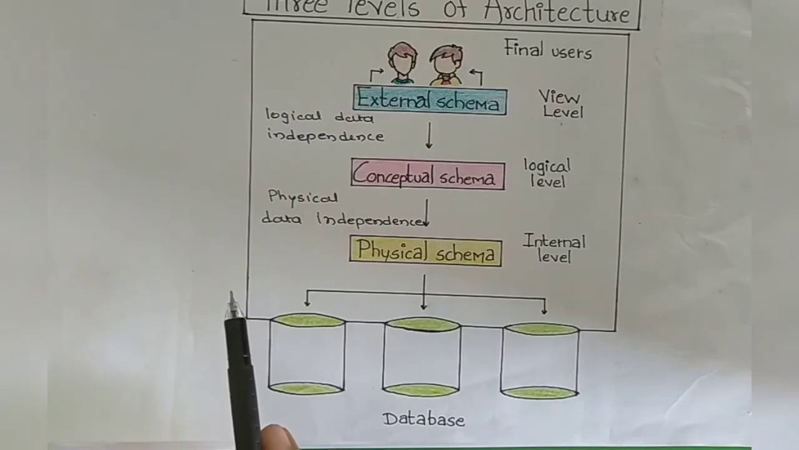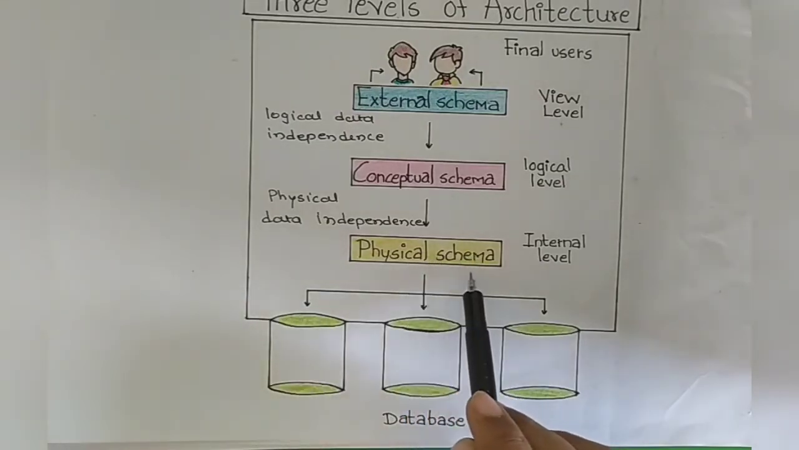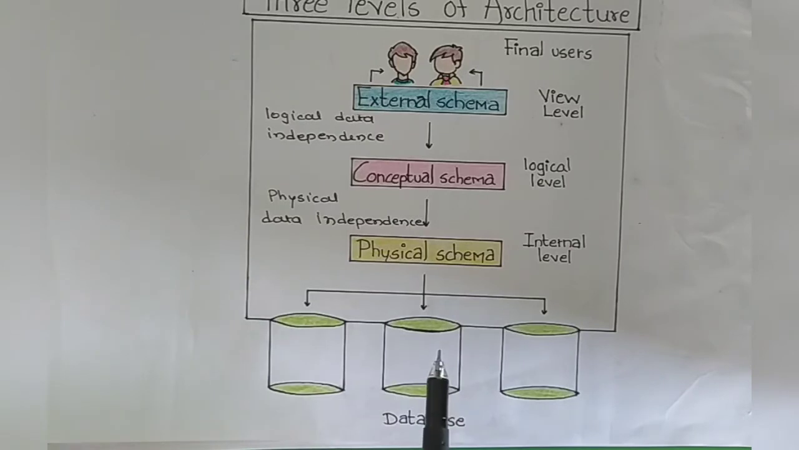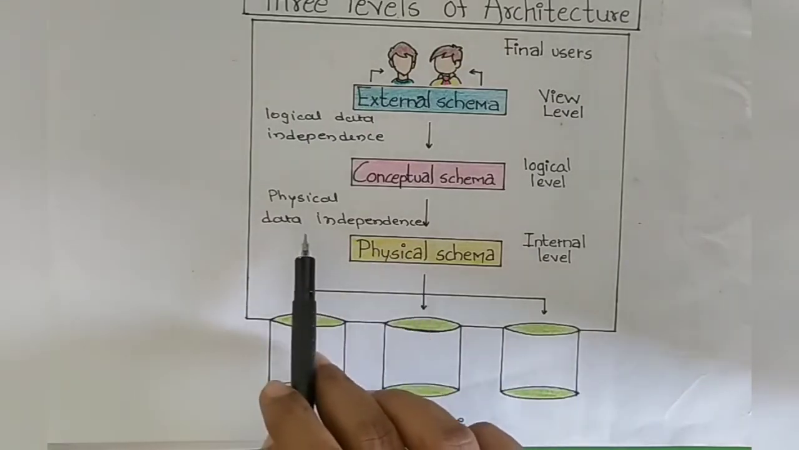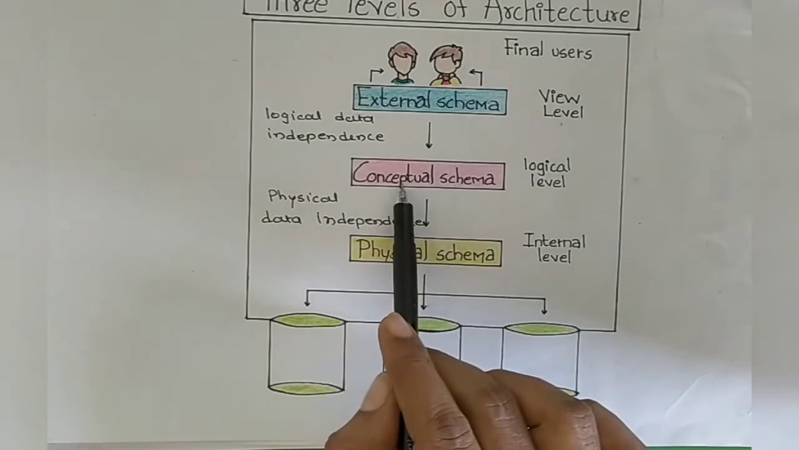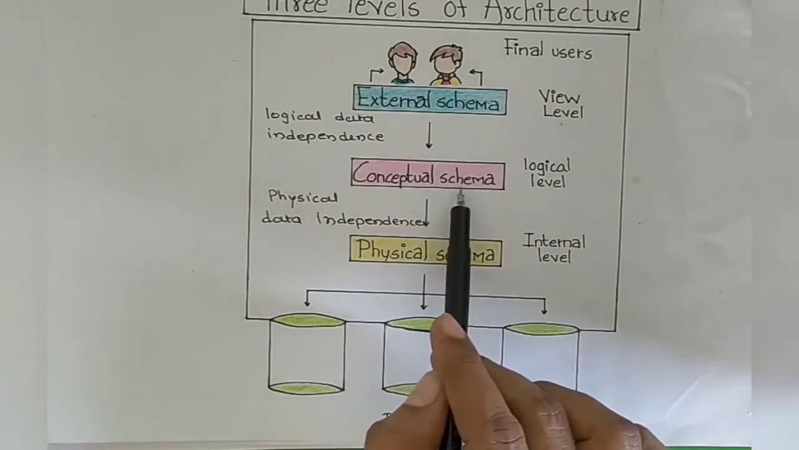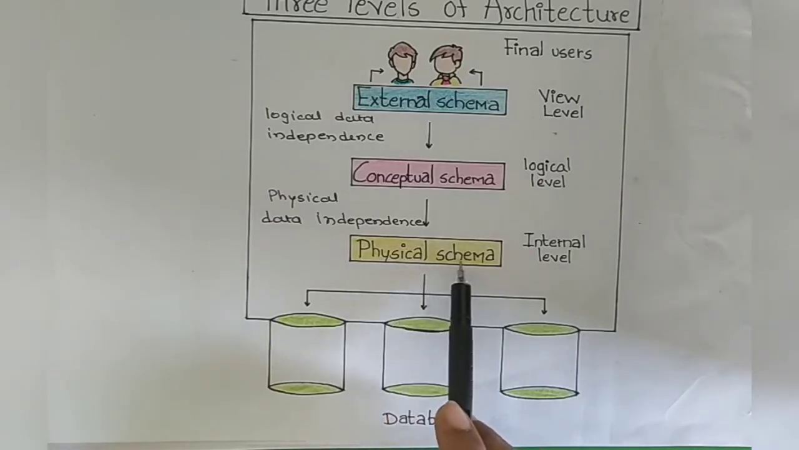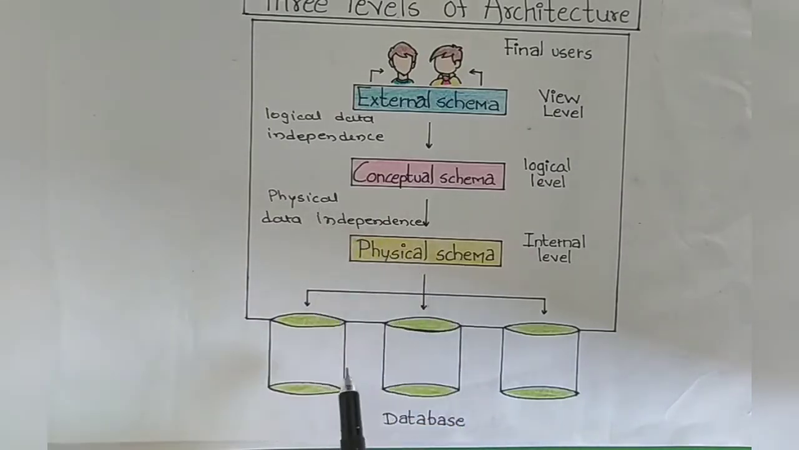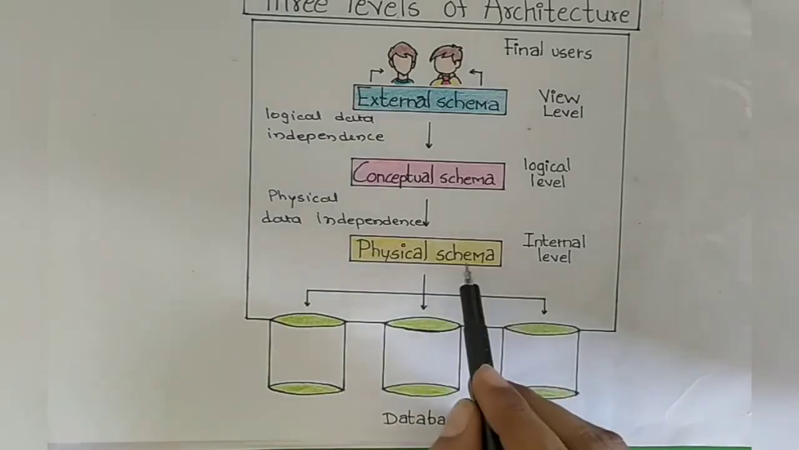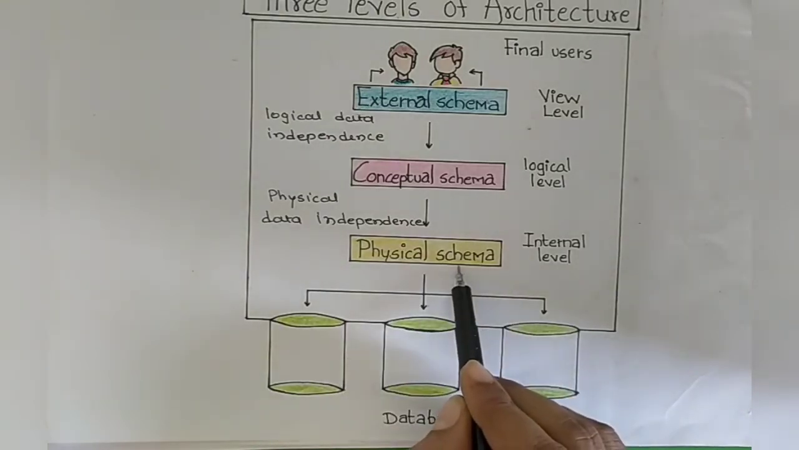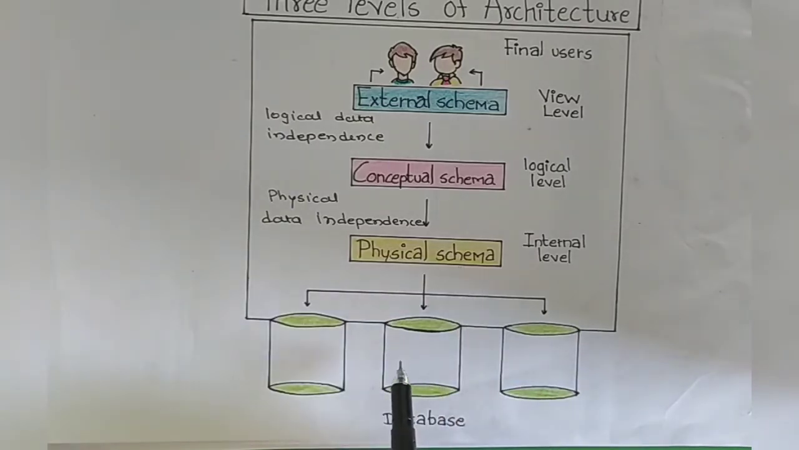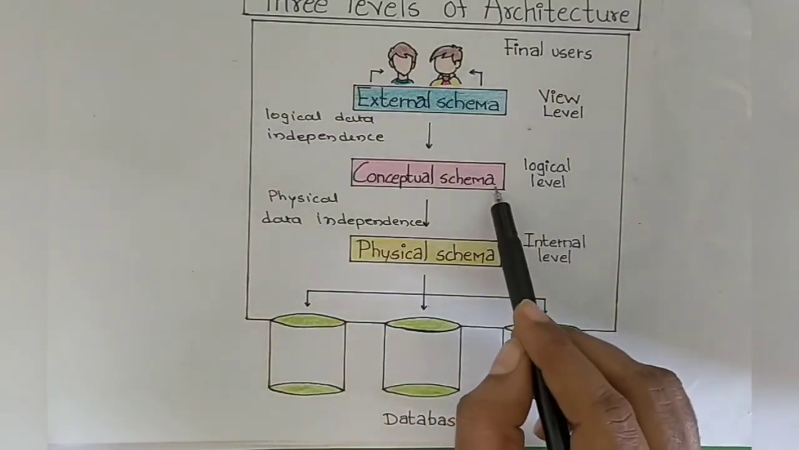The next is physical data independence. Physical schema defines the physical structure of the database, the physical storage structure of the database. The physical data independence helps to separate this conceptual schema from internal or physical schema. Okay. With physical data independence, you can easily change the physical storage structure of database without affecting the conceptual schema.